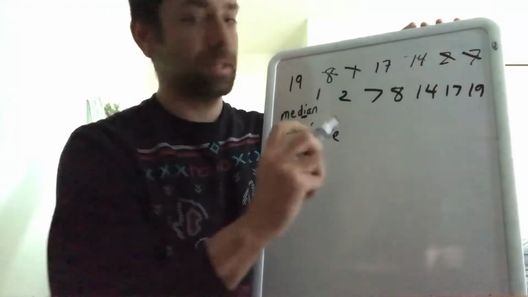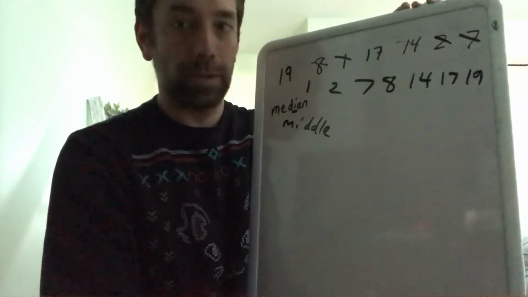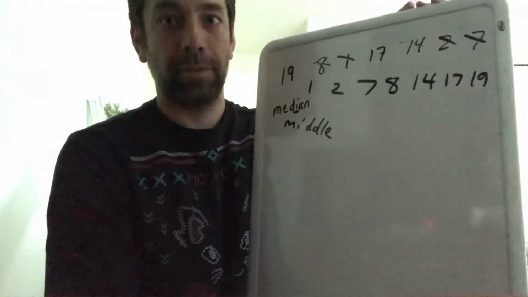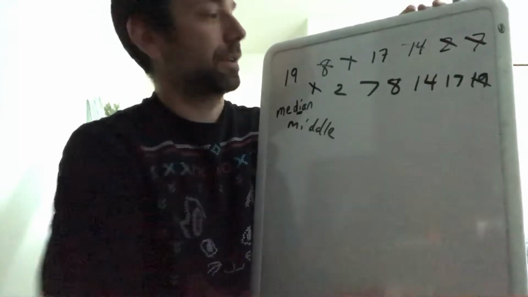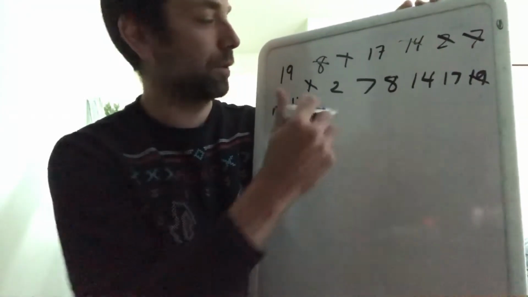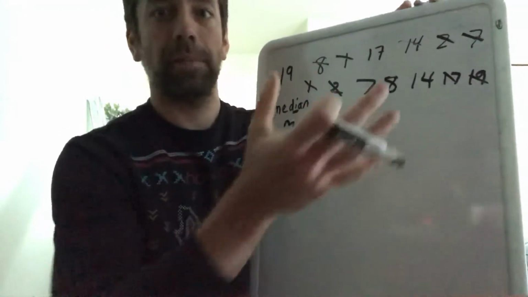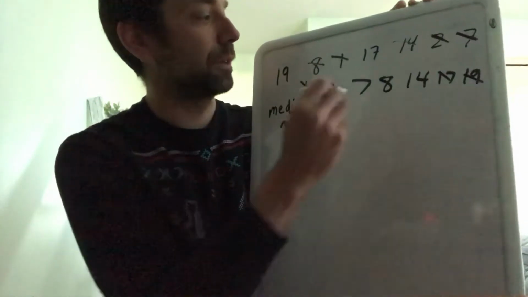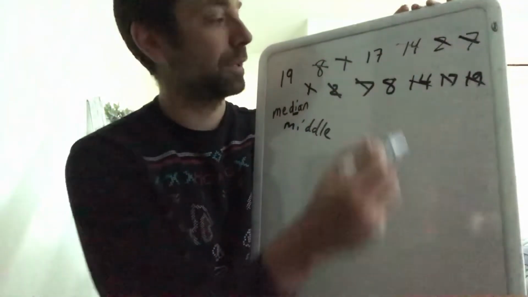Alright, now that everything is in order, I need to find the middle of all those numbers. The easiest way to do that, once you have them all in order, is to simply cross them off in pairs, going from the lowest to the highest. So I take off the lowest, take off the highest. My new lowest is 2, my new highest is 17, so I'm taking those off. Every time I do that, I'm working closer to the middle. And if I get to the center and I have one number left, I'm done.